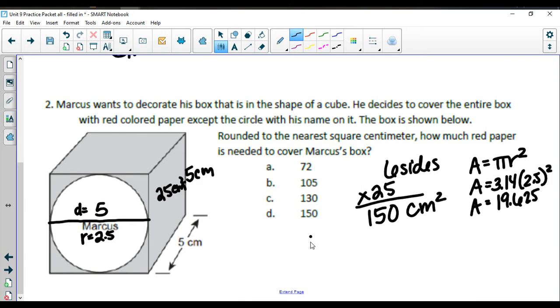So if we take the whole entire box, which is 150, and we take away that 19.625, we get 130.375, and it says just rounded to the nearest square centimeter. Looking at my answer choices here, it looks like 130 is going to be my best and closest answer.